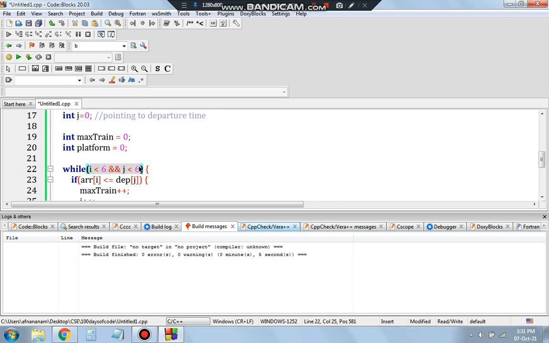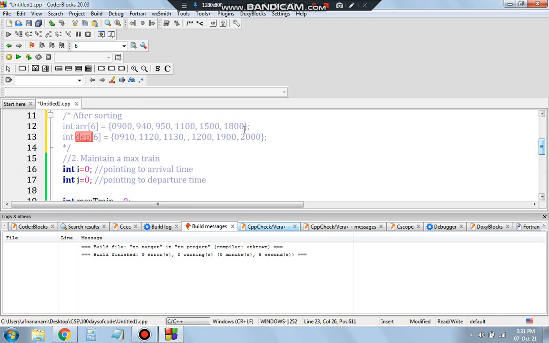So we'll iterate through the whole array, and each time we'll check whether arrival is less than departure or not. If arrival is less than departure, that means the train is occupied. Then we will change the arrival time to the next arrival time and check again. If this is less, it should be occupied in the second platform, because a new train came and no train has departed, so it should be in a new platform. So we'll increase the value of max train.